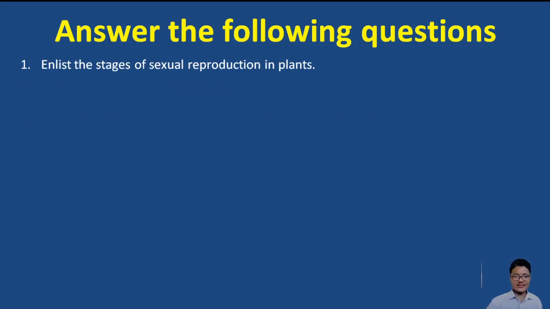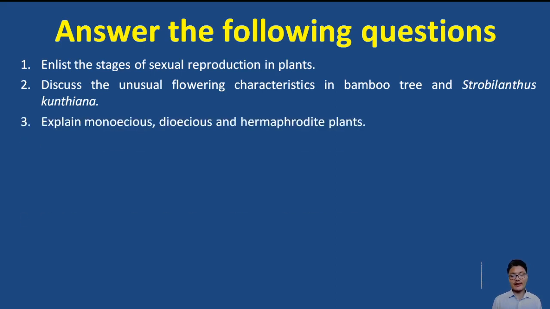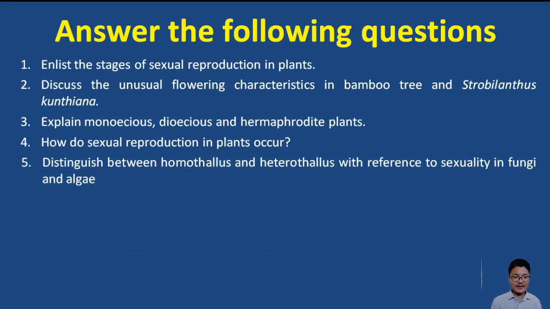So try to answer these questions. First, analyze the stages of sexual reproduction in plants. Second, discuss the unusual flowering characteristic in the bamboo tree and Strobilanthes kunthiana. Then discuss monoecious plants, dioecious plants, and hermaphrodite plants. You also have to discuss how sexual reproduction occurs in plants, and distinguish between homothallic and heterothallic with respect to fungi and algae.